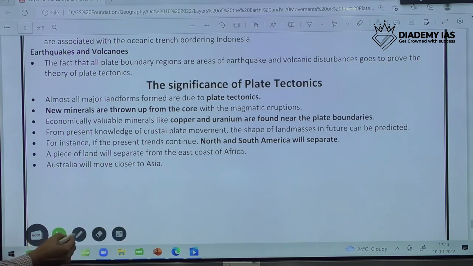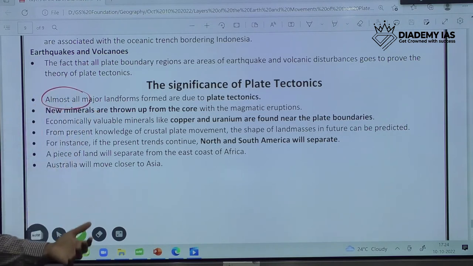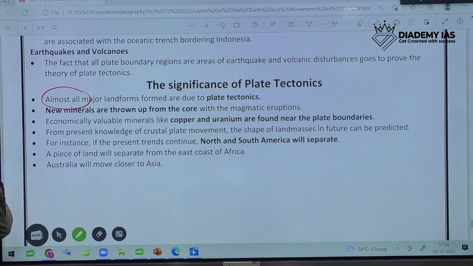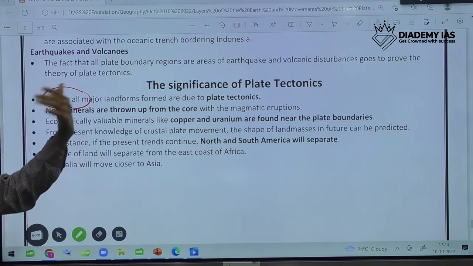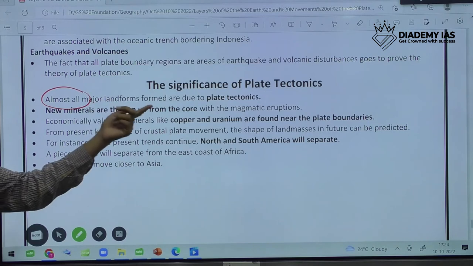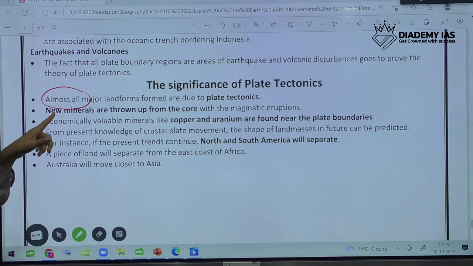Just a second. Here we are saying almost all; we are not saying all. Why are we saying that? Before the plates formed, at the time of the Big Bang, in the initial stages, even much before the plates formed, the plates themselves also formed because of some other activity. That's why almost all major landforms are formed due to plate tectonics.